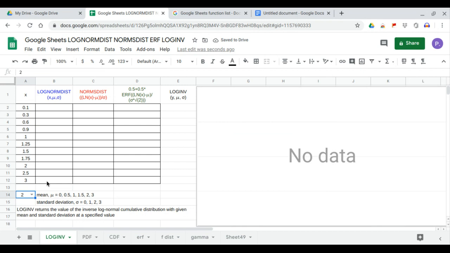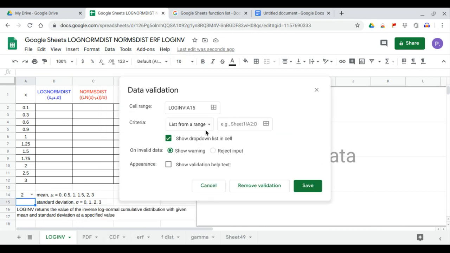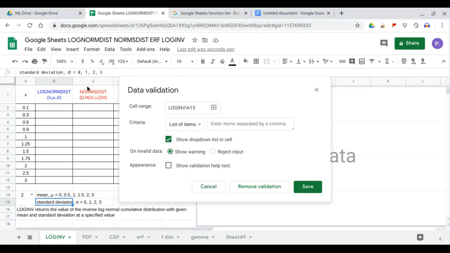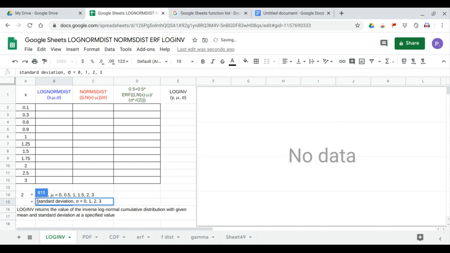And the standard deviation. Data validation. And choose a list of items. We'll choose values 0, 1, 2, and 3. And we now have 4 values to choose from for the standard deviation.